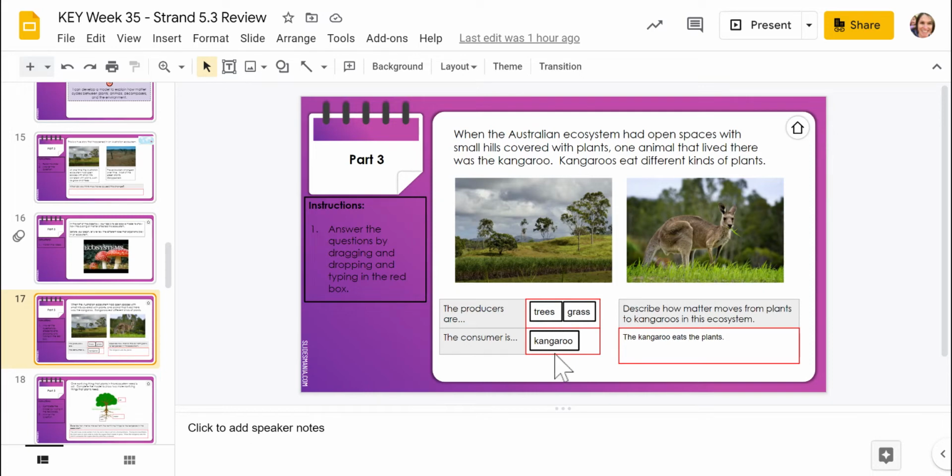So, in this ecosystem, before the rabbits were introduced, the producers are the trees and the grass, and the consumer that we know about right now is a kangaroo. And this question is not a trick question. Describe how matter moves from plants to kangaroos in this ecosystem. It's simple: by eating. The kangaroo eats the plants. That's how it gets matter from the plants.